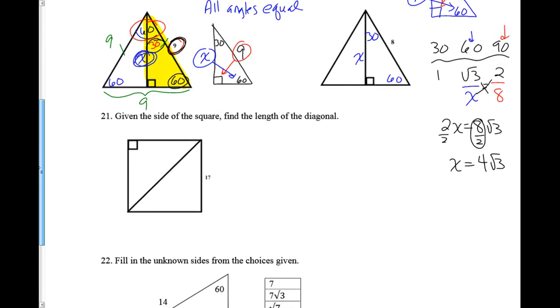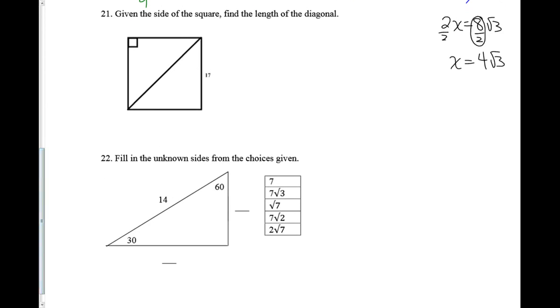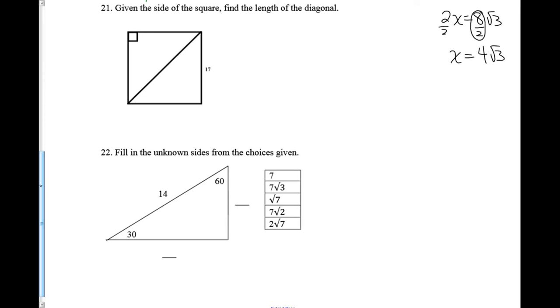Number 21. We now have a square. We know a couple things about a square. We know all the sides are equal. If these two sides are equal, we have a 90-degree angle right here. We have an isosceles triangle. That means these two angles have to be equal as well, making them 45-45 degree angles, and we have a 45-45-90 triangle.